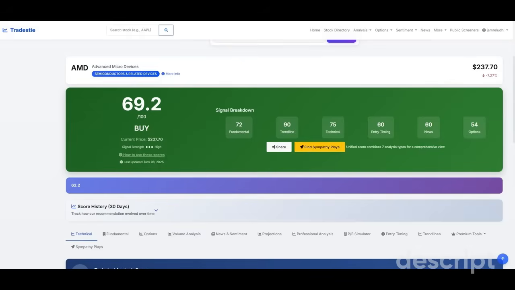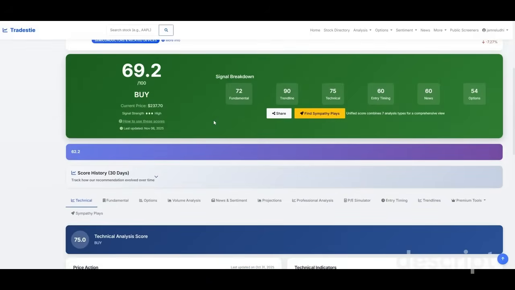Generally, above 60, all the stocks are recommended to be buy, but as the score is higher, it's a stronger buy, right? So a stock with a score of 80 will be a better buy than a stock with a score of 61, let's say. So AMD is 70. It's a pretty good buy right now. And the score has been divided into many subscores: fundamental, trendline, technical, entry timing, news. I can quickly walk you through each of these sections.